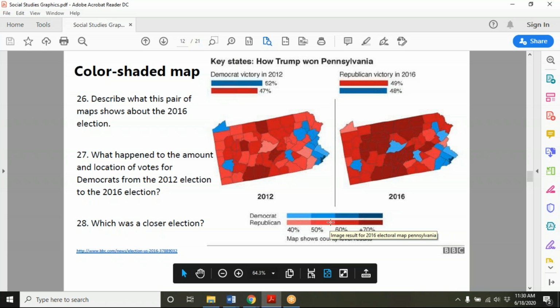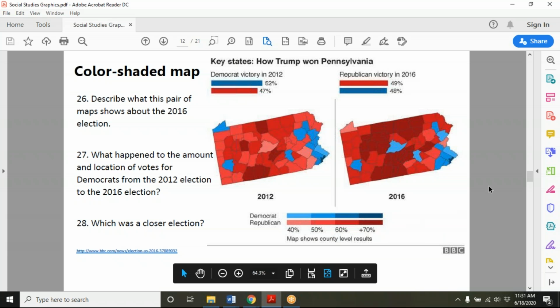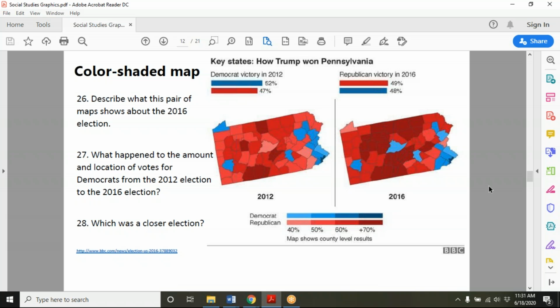Okay, so compare the two maps, 2012 to 2016. How does the Republican win in 2016? What worked to his advantage? More people decided to give their voices for the Republicans. Okay. Yeah, certainly more Republican votes were cast. Where were those Republican votes cast? In the middle of the state.